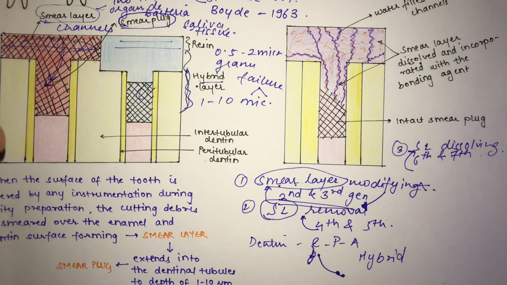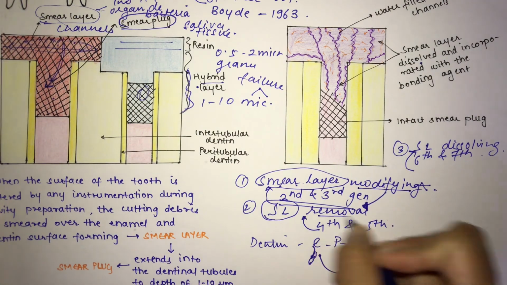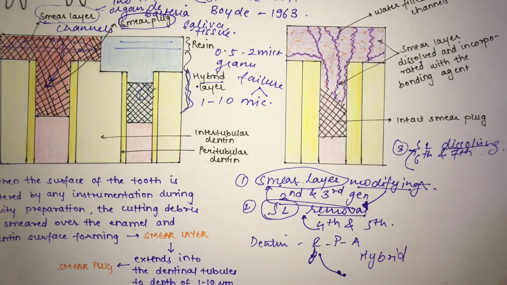So in short, the smear layer is not good and you want to eliminate it. You eliminate it by any of these three approaches, that can be smear layer modifying, smear layer removal or smear layer dissolving. So this is all about the video of the smear layer, and this is all you need to write if you get a short answer question on it.